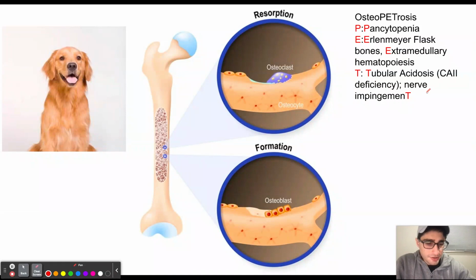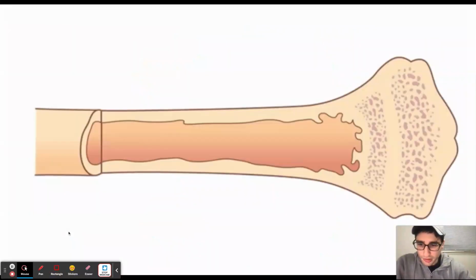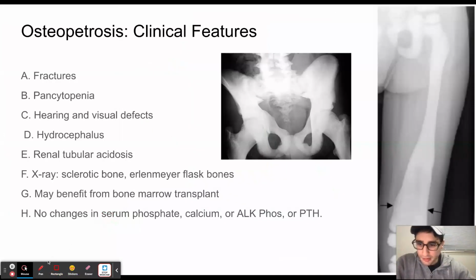Because the skull is going to thicken, we can get nerve impingement, which can lead to visual and hearing disturbances. We can also get hydrocephalus due to narrowing of the foramen magnum because of the thickened skull. So that is over here. So here are all the clinical features of osteopetrosis. We've covered all of these.